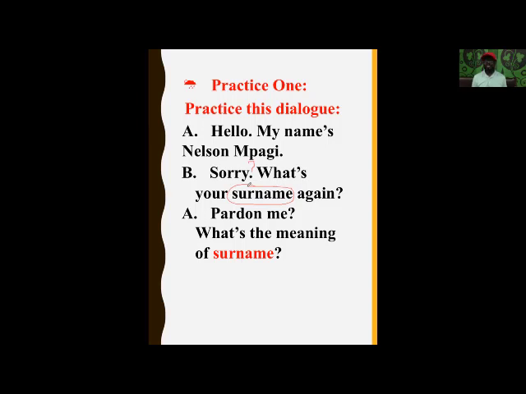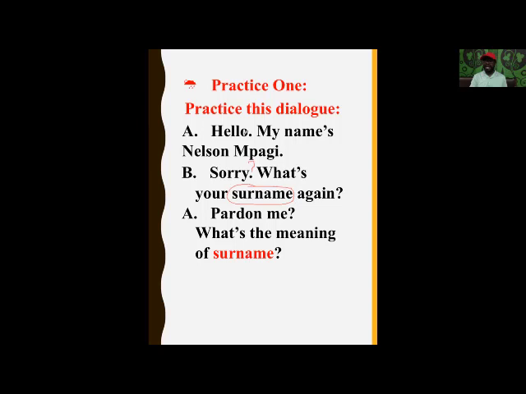Pardon me. Pardon me is the same as sorry. It means repeat for me. Pardon me, I have not understood. When you have not understood in English, you say sorry. You want the other person to repeat. There is something you have not understood. You want the other person to say it again. Sorry. What's your surname again? Pardon me. What's the meaning of surname? My friend doesn't know the meaning of surname, so he's asking me to repeat.